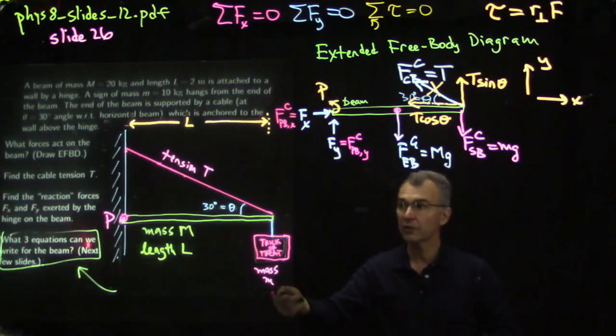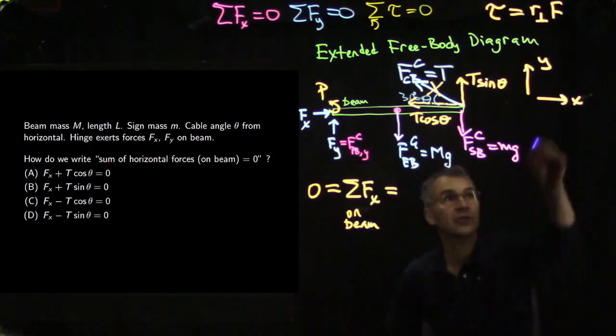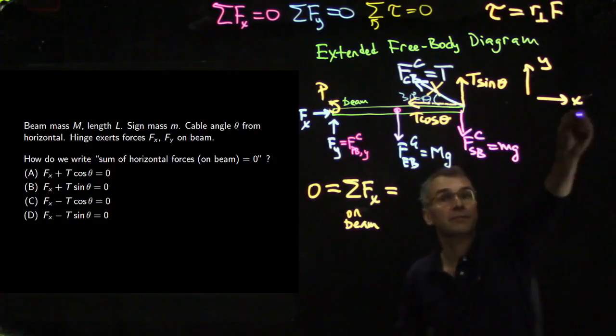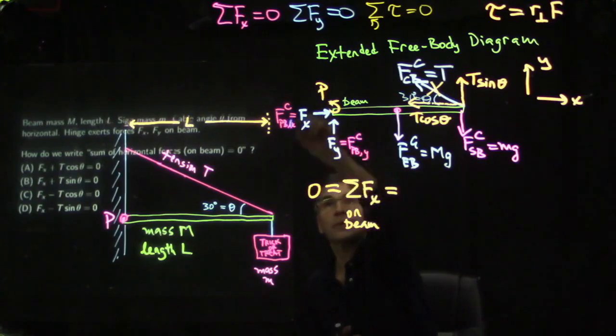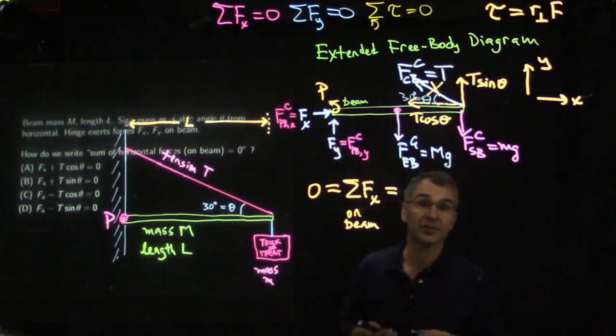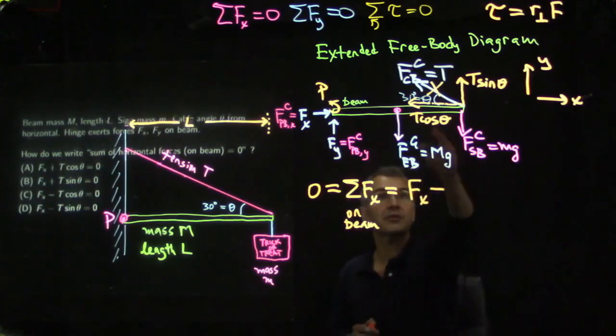The next step is to figure out what three equations we can write for the beam using our extended free body diagram. How do we write the statement that the sum of the horizontal forces acting on the beam equals 0? And remember, our usual sign convention is plus, minus, minus. So right minus left. Acting to the right, at least the way we've drawn it, we have the force exerted by the pivot in the horizontal direction. Since we drew it to the right, we could have drawn it to the left, and then we would just get the same answer with a minus sign. So we have Fx minus, and then to the left is T cosine theta.